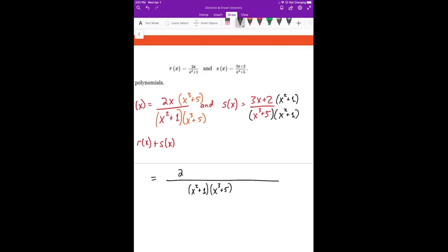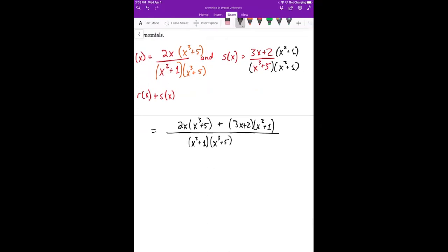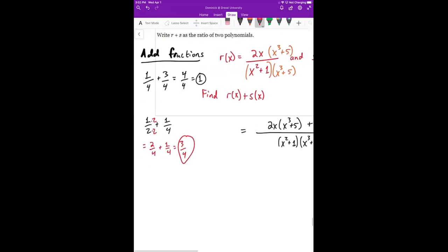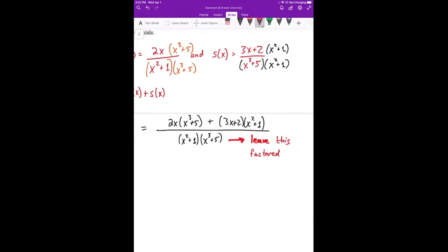And now I have the 2x times x to the third plus 5 plus 3x plus 2 times x squared plus 1. All right, and now what we have to do is distribute and combine like terms in the top. And what's going to be helpful here is we want to leave the bottom factored. So leave this factored. Because remember, when we did something like this, we got to this 4 over 4, a lot of times it's possible to simplify it further. And that's going to be easier to do if you leave the bottom factored.